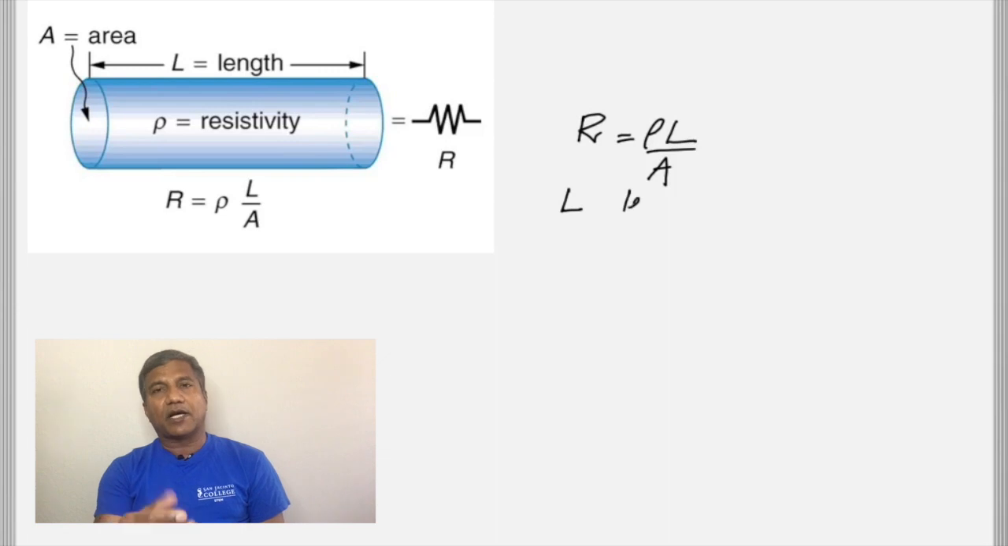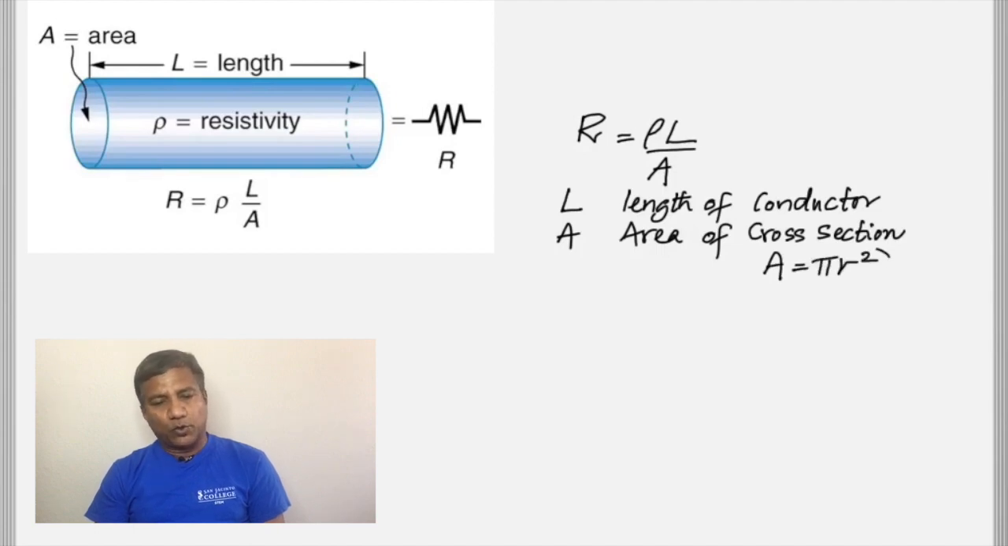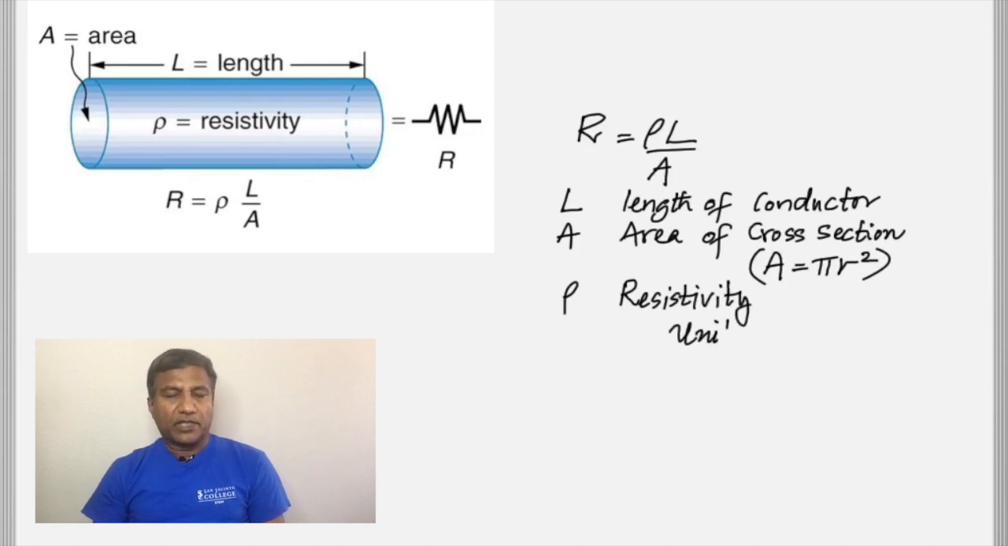And here I'm again explaining that L is the length. It should be in meters. A is the area of cross section, which most of the time will be pi r squared because the cross section would be circular. And rho is called the resistivity, which depends on the material. And the unit of resistivity is ohm multiplied by meter. Ohm meter, okay?